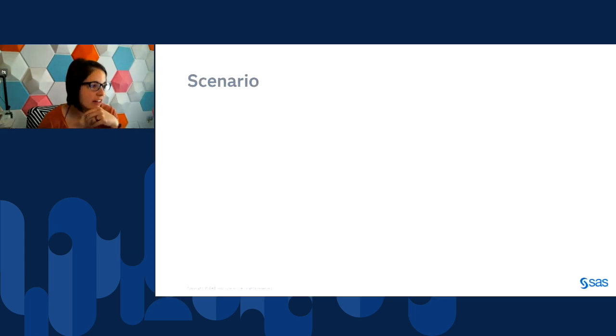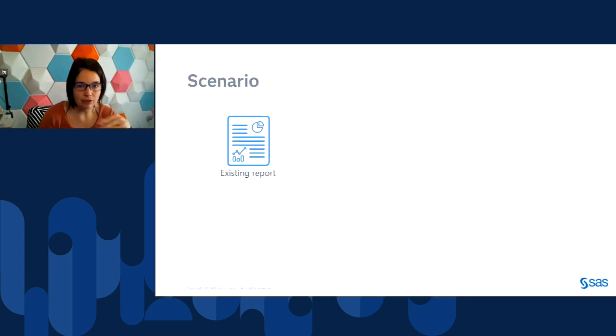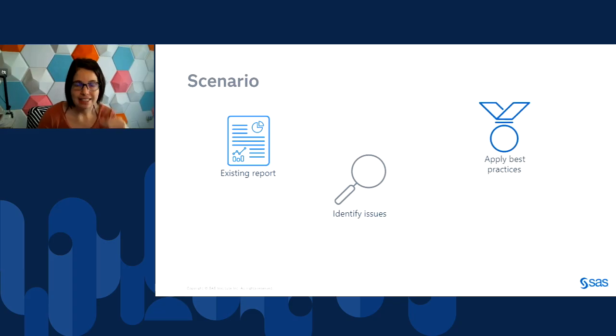So for our scenario, we have an existing report that is available to us. This could have been a report that we created before we knew about the report design best practices. It could have been a report somebody else on our team created, but we're going to take that report, identify some issues with the report, and then apply our best practices to that report to make a report that's truly beautiful.